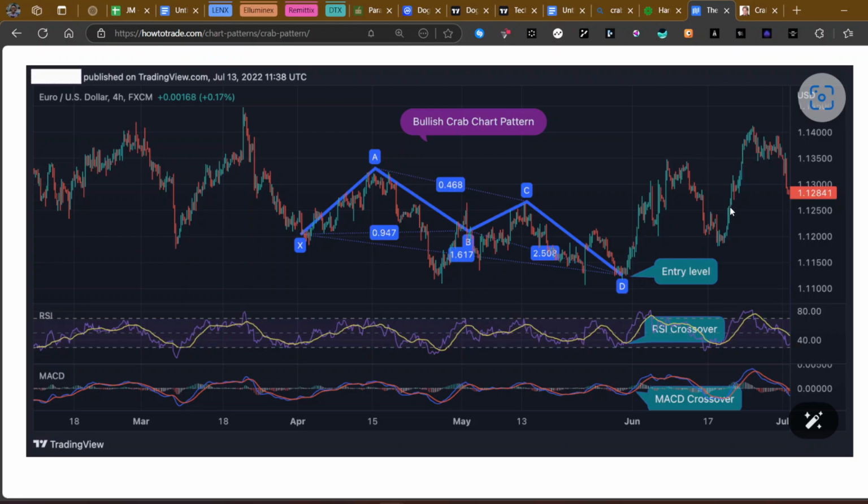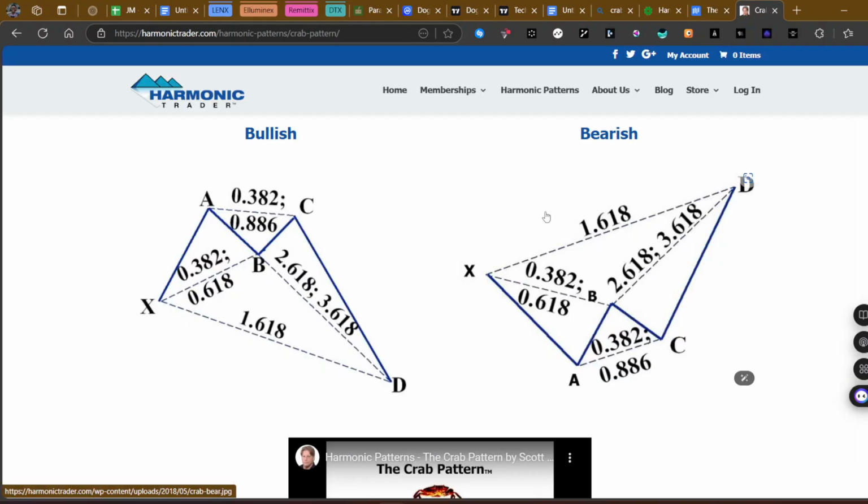Now that we know what the crab pattern is, let's break down its structure. Understanding the pattern structure is key to identifying it on your charts. The crab pattern is made up of 5 distinct points: X, A, B, C, and D, where each leg of the pattern follows a specific Fibonacci ratio.